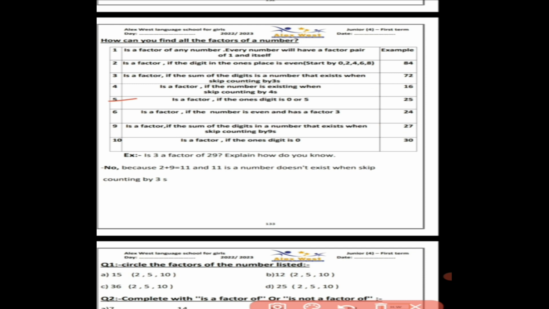5 is a factor of a number if the ones digit is 0 or 5, like 25. The ones digit is 5, so 5 is a factor of 25. 10 is a factor of a number if the ones digit is 0. Example 30, 40, 50, 10, 100. So 10 is a factor of the number if the ones digit is 0.